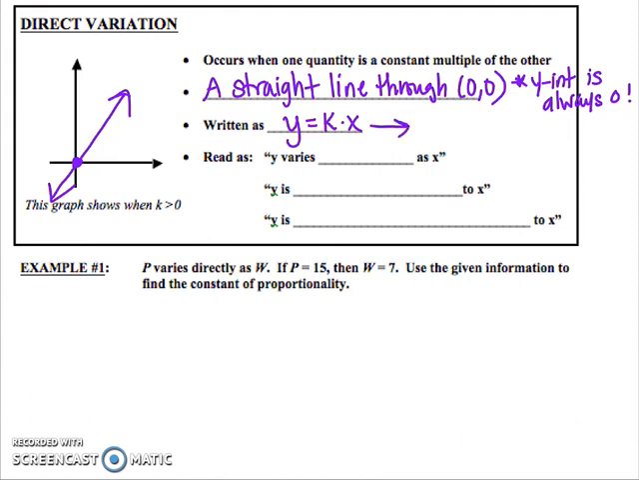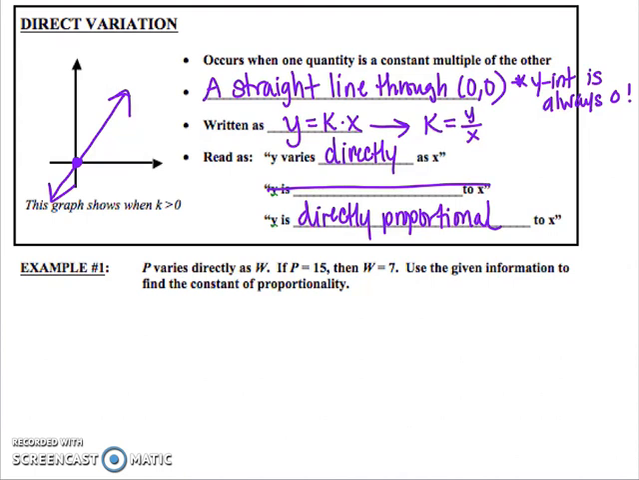And we can rearrange that to solve for k, because often we need to do that. So then our k, which is our constant of variation, can be found by dividing y by x. So this is read as either y varies directly as x, or y is directly proportional to x, and that's enough. We don't need a third way. So you can either say y varies directly as x, or y is directly proportional to x.